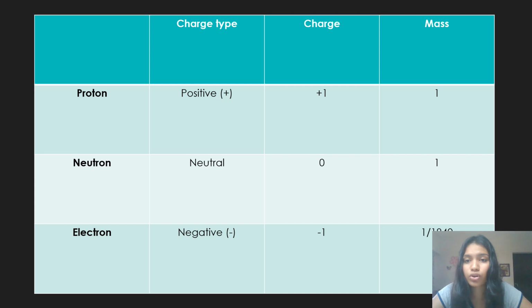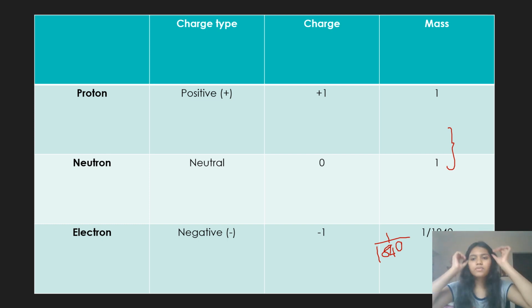So protons and neutrons have the same mass, but the mass of an electron is 1 by around 1840, or check your textbooks for an updated number, but as far as I knew it was 1 by 1840, which is basically nothing. It has a negligible mass. If you put this on a calculator, let me try and see what comes. It's 5.4 times 10 raised to -4, which is like 0.0005, which is hardly anything.